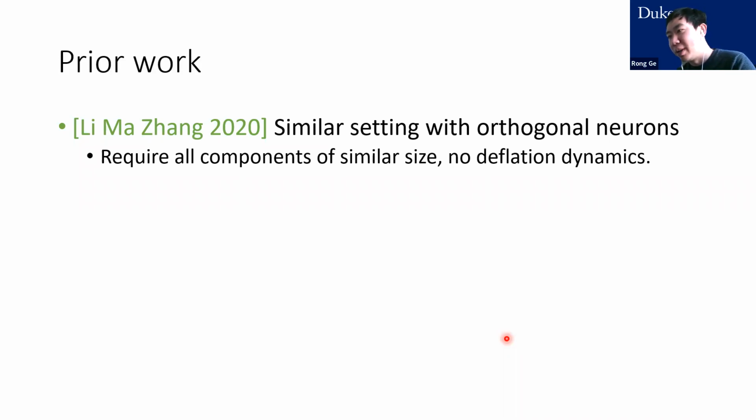Perhaps the most relevant to our work is this work by Yuanzhi Li, Tengyu Ma, and Hongyang Zhang. They analyze a very similar setting in a 2-layer neural network model with orthogonal neurons. The difference between their work and ours, other than the model being different, is that they require all the components to be of similar size, and they modify the algorithm so that it will learn all the components simultaneously. So there will be no deflation dynamics. There's no dynamics where you'll first learn the large components and then go to the smaller components.